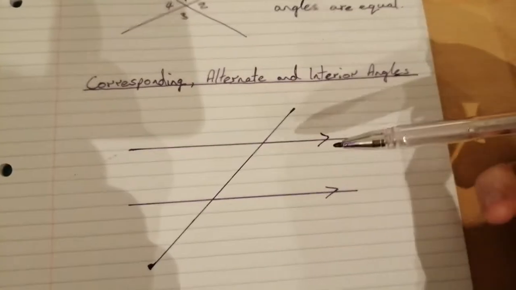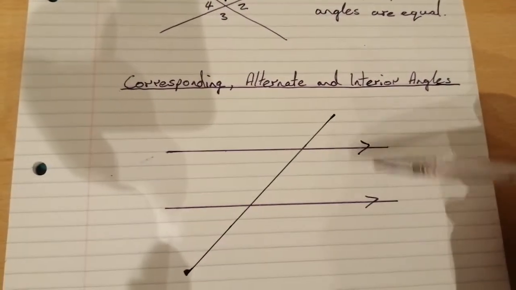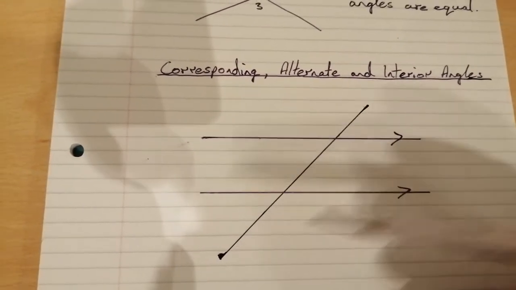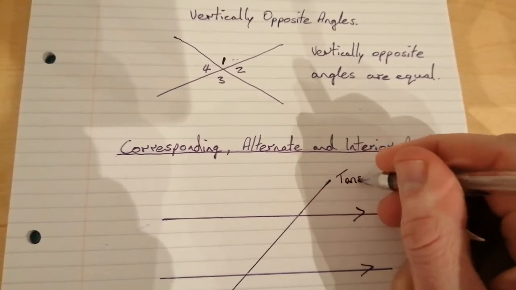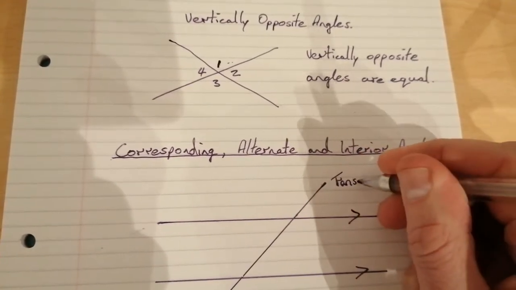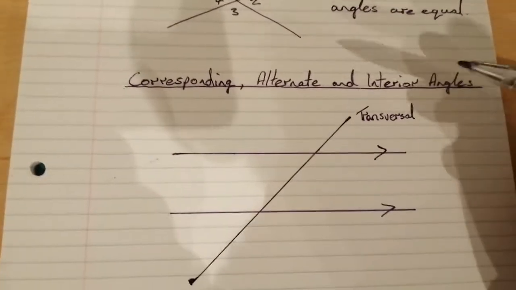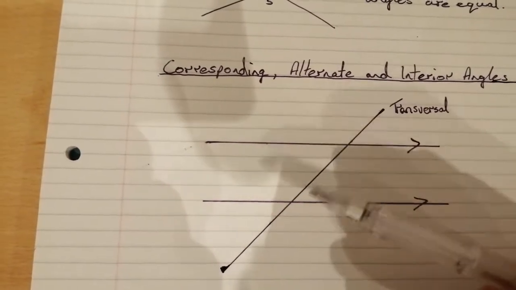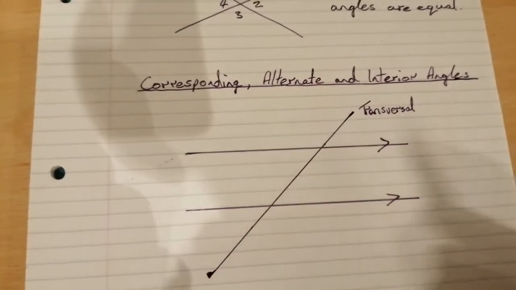So we see when we've got two lines with these arrows pointing in the same direction like this, it means that they're parallel. Okay, so two parallel lines, and this line we call a transversal. I'll just write that down here. So a transversal is just a line that crosses other lines. So it transverses these other two lines, or it crosses these lines. That's all it means. So that's the transversal, and these are both parallel lines.